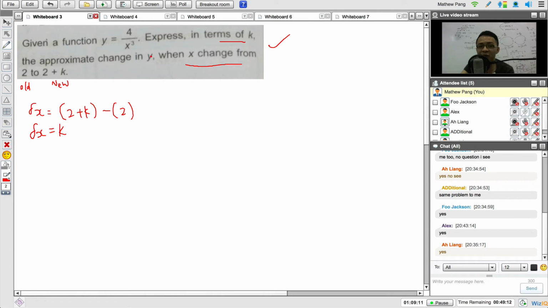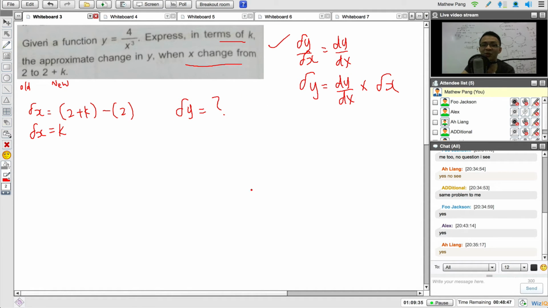Alright, so here he asks you to find the change in y. So I know my formula: change in y over change in x equals dy dx. So what's the change in y? It equals dy dx multiplied by change of x. I already have the change of x, which is k, but I do not have dy dx. The question asks me to find the change of y, so I want to find dy dx.